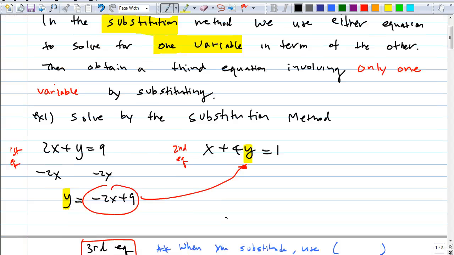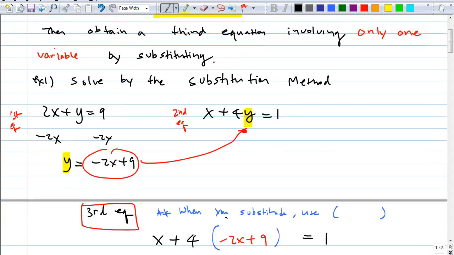You got it. Okay. Does that make sense, guys? The third equation, you plug it in using parentheses. I substitute whatever that y was in place of y in the second equation. That's why it's called the substitution method. Then of course, look at what we have. It says then obtain a third equation involving only one variable.